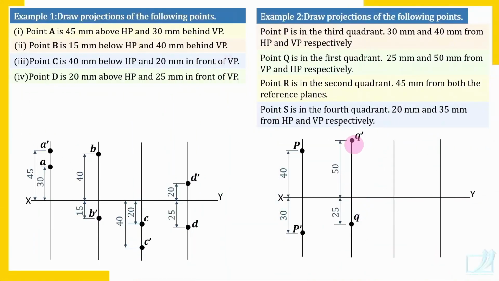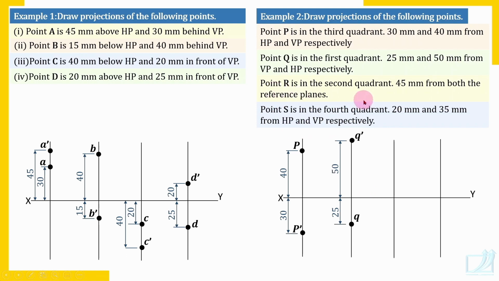When we say front view above, it is understood that front view above, top view below. Had it been both views above, we would have used a clear statement that both views above. So front view above, and front view gives distance from HP. So we have measured distance from HP upwards and distance from VP downwards. Okay. So front view above, so point Q is in first quadrant.